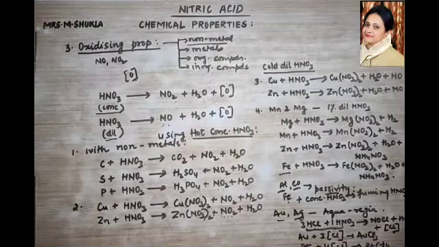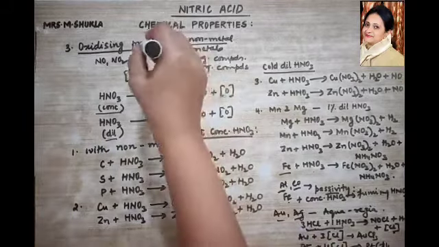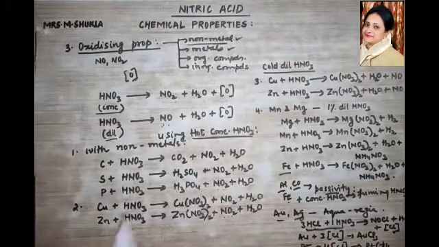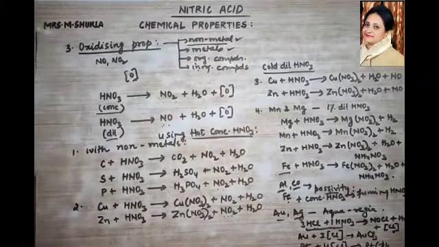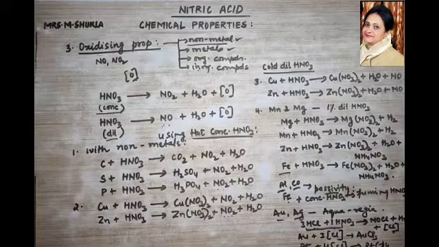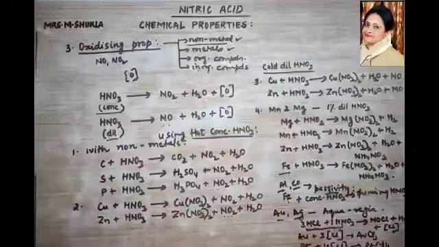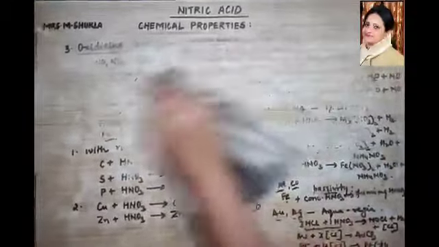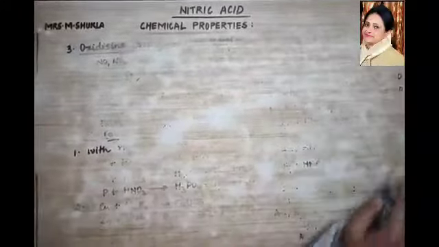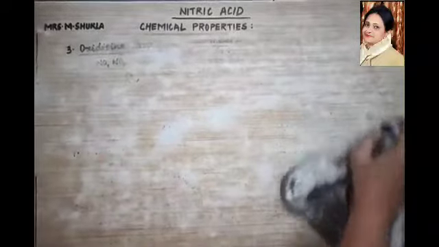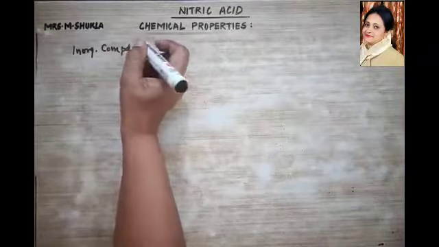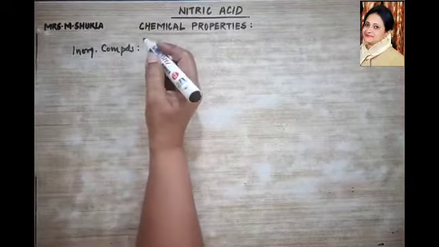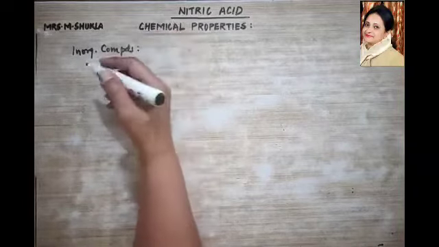Next we move on. What have we done? We have done the oxidizing property of nitric acid with the non-metals. We have done it with the metals. Now I'm going to talk about organic and inorganic compounds. Let's look at some of the reactions where inorganic compounds, when treated with nitric acid, also show oxidation.